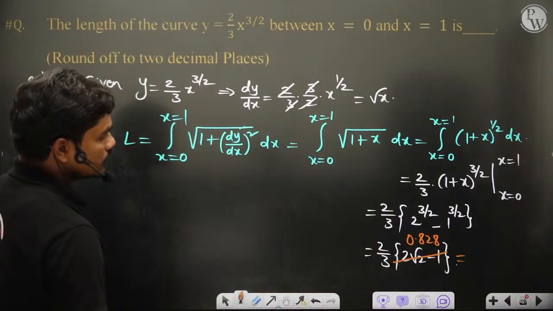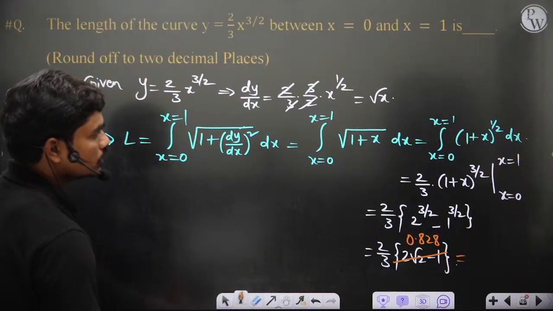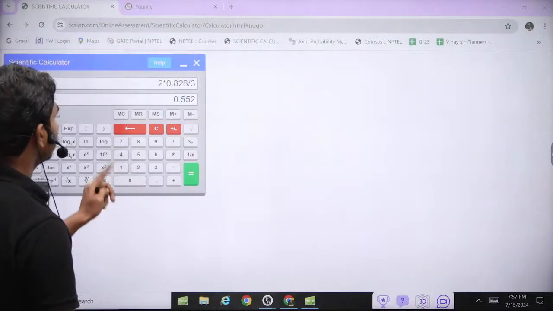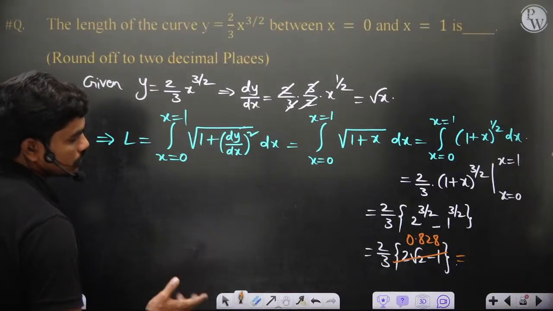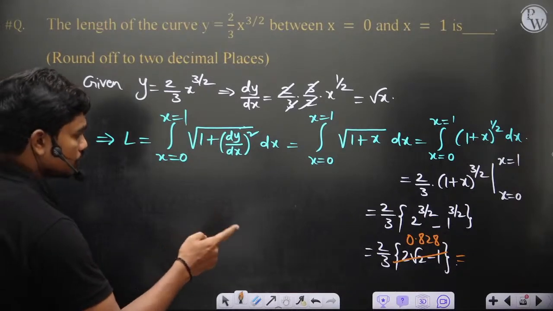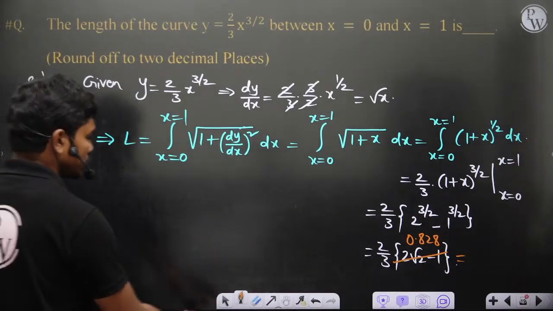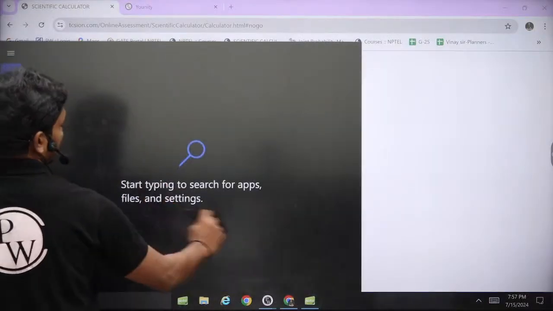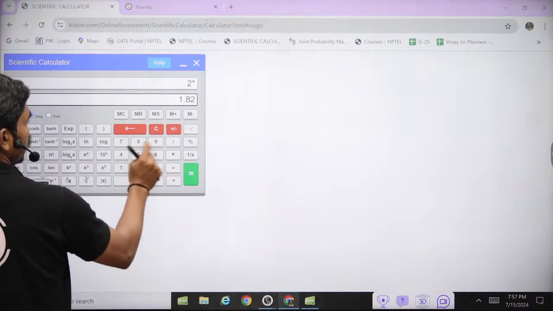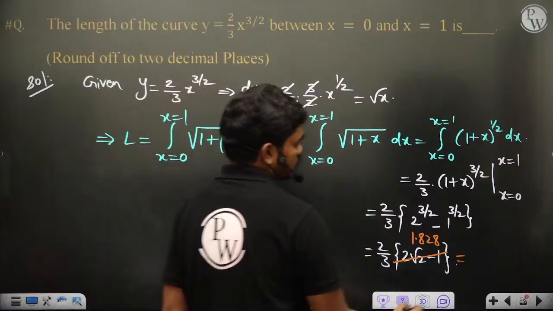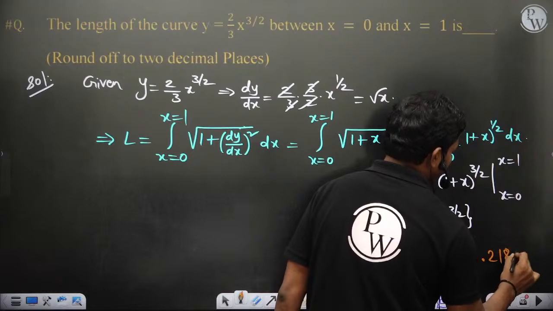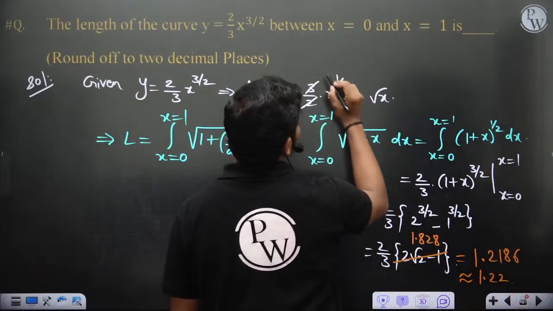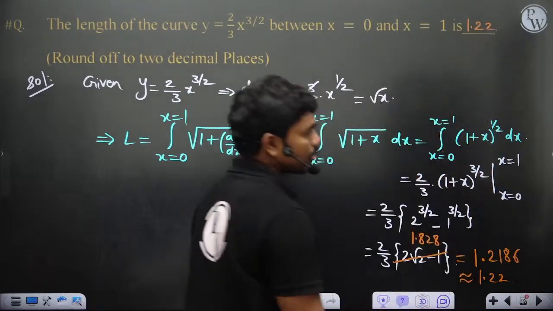Is it 2 root 2? Okay, so 2 times square root of 2, which is 2 into 1.414, so 2.828, minus 1, so this is 1.828, not 0.828. So 2 into 1.828 divided by 3, 1.2186. So if you round off to 2 decimals, 1.22 is the actual answer.